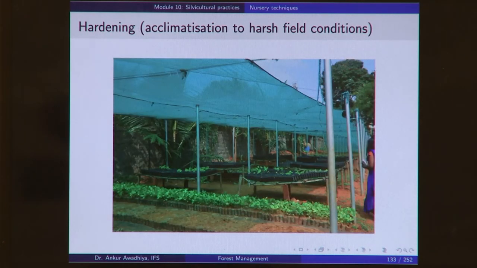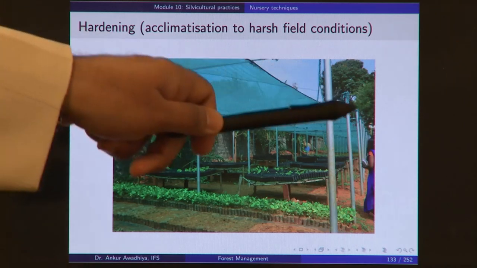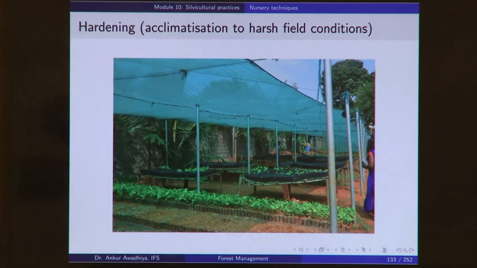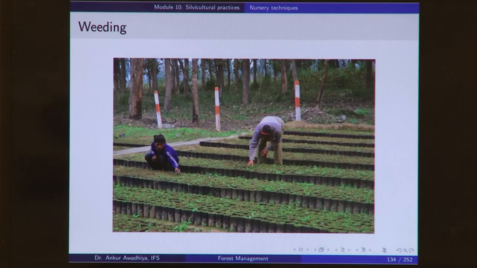This is an image showing the hardening process. In this process, these plants are being raised under a shade net, so that they are not exposed to 100% sunlight, but are exposed to say 70% sunlight. So, you will move slowly and steadily from 50% sunlight, 60, 70, 80, 90, and then finally, out in the 100% sunlight.